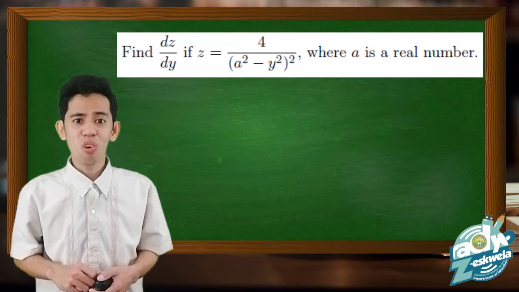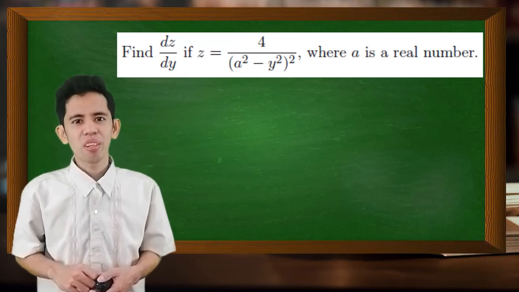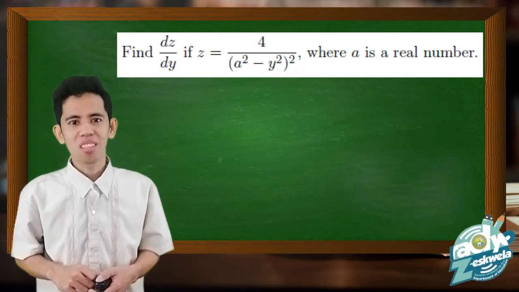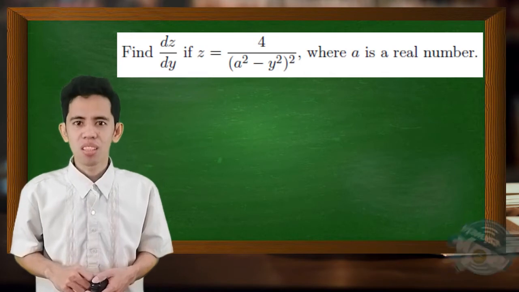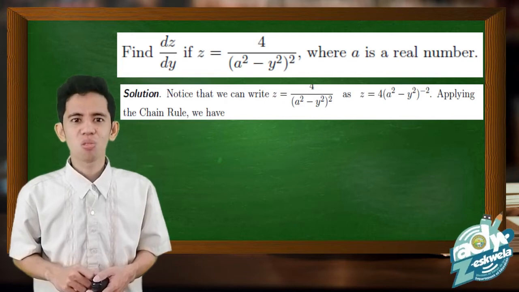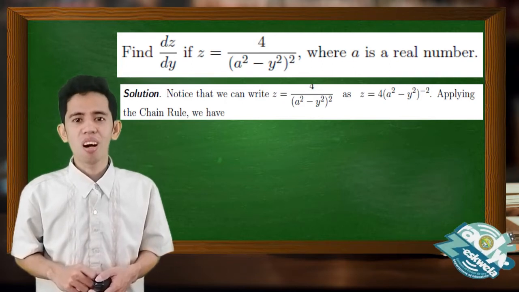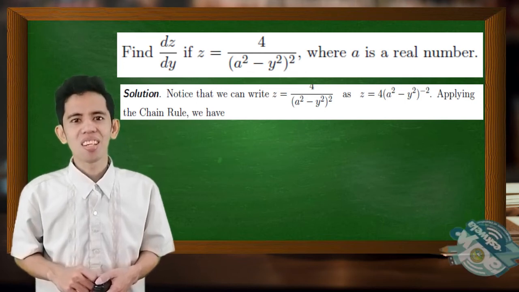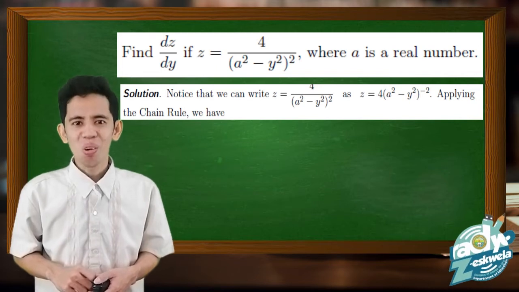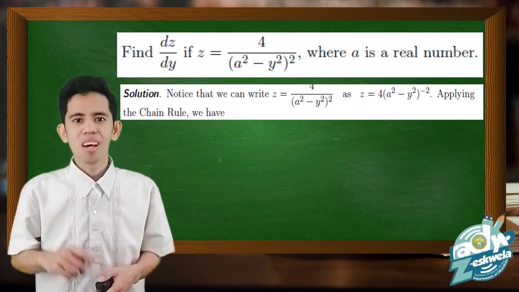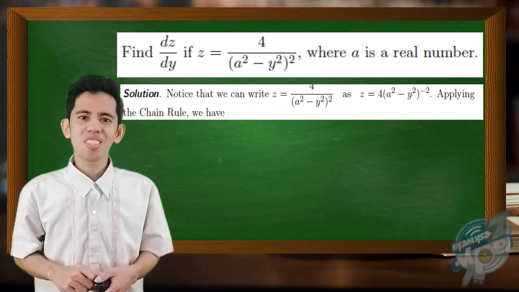z is equal to 4 all over square root of quantity a squared minus y squared, where a is a real number. Notice that we can write z is equal to 4 all over square root of a squared minus y squared, as z is equal to 4 times quantity a squared minus y squared to the power of negative 1/2. Then, we can use the chain rule.